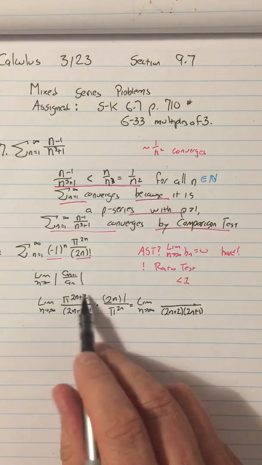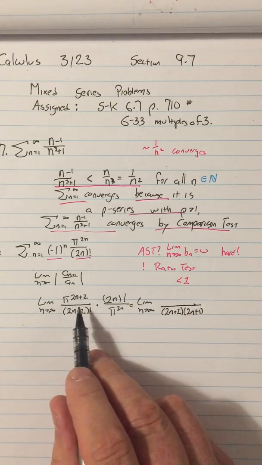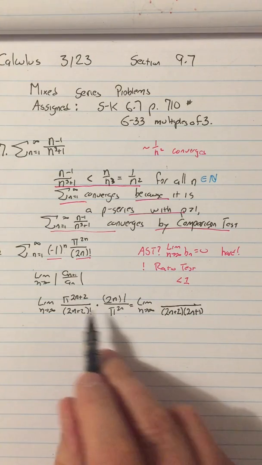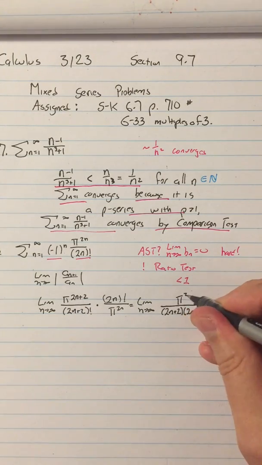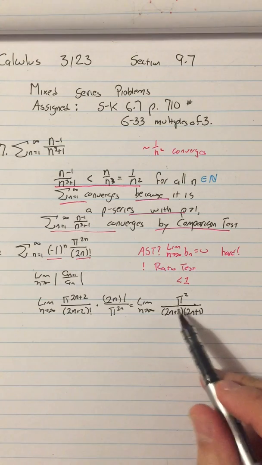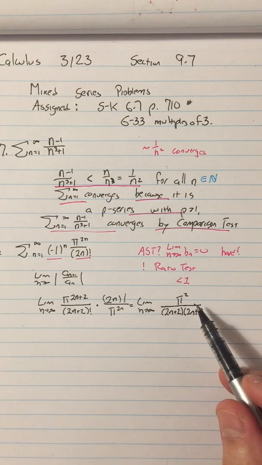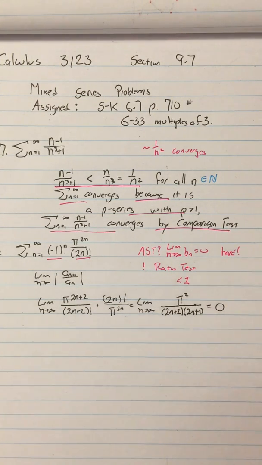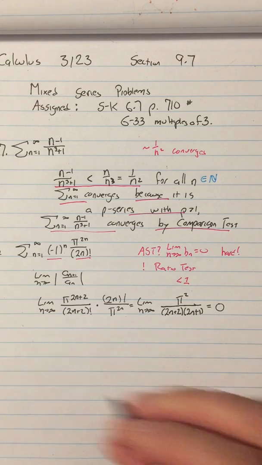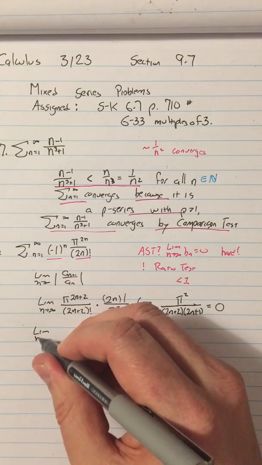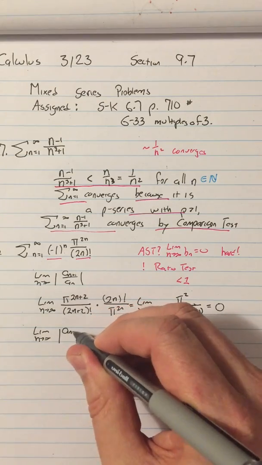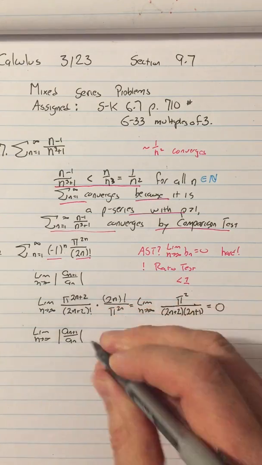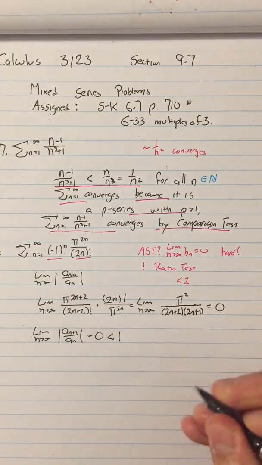And then with my pi's, if I just subtract the exponents, the 2n's cancel, and in the numerator I just have pi squared. Now look how easy that is, because the numerator is bounded and the denominator is increasing without bound, so that limit is equal to 0. And that's what I wanted for the ratio test. So the limit as n approaches infinity of the absolute value of a sub n plus 1 over a sub n equals 0, which is less than 1.